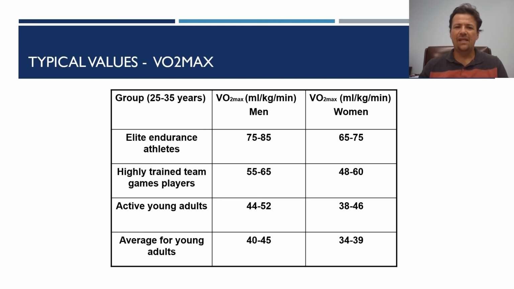And this table here just highlights some values of VO2 max. Please note that VO2 max is measured in milliliters of oxygen per kilogram of body weight per minute. And for elite athletes, it's going to range from 65 to 75 in women and 75 to 85 in men. For the average young adult, it's approximately half of that, 40 to 45 in men, and 34 to 39 in women. Those gender differences have to do with, of course, the volume capacities of the lungs, which are different in men and women, and also the capacity of the heart in men and women.